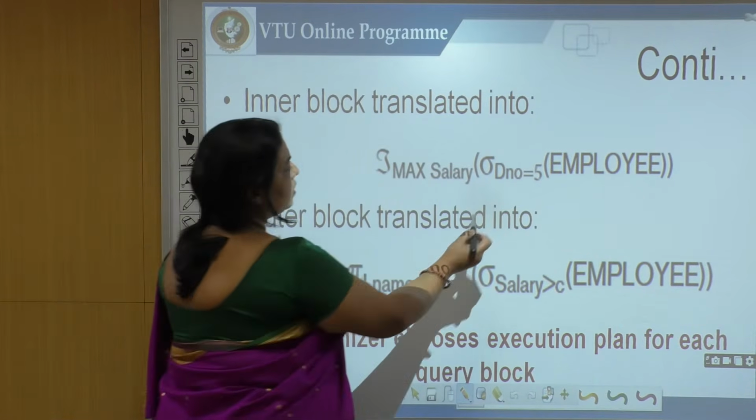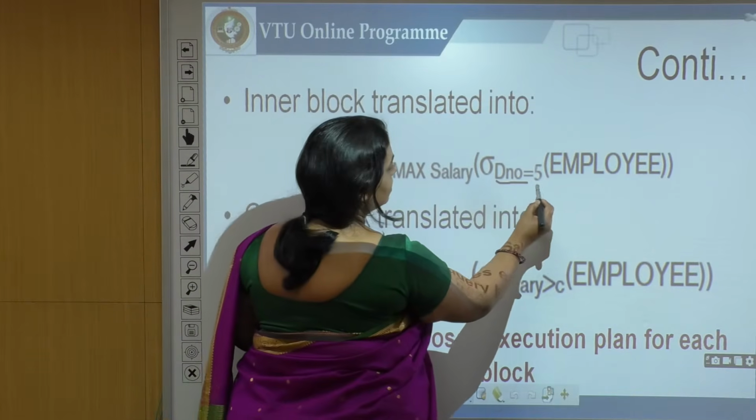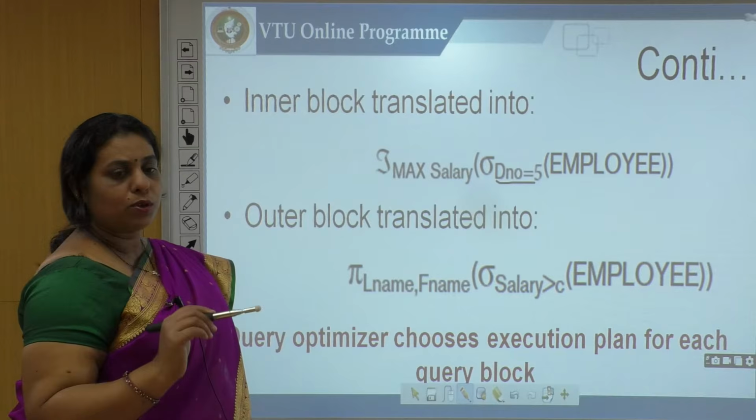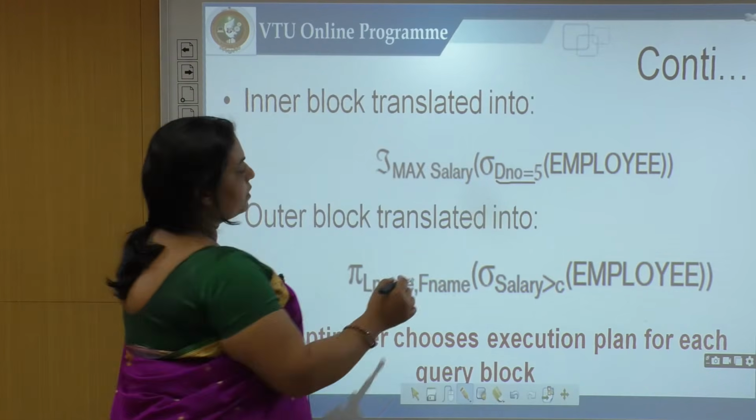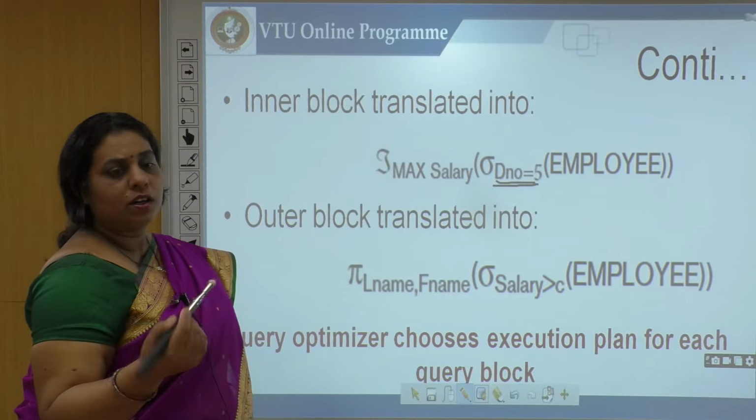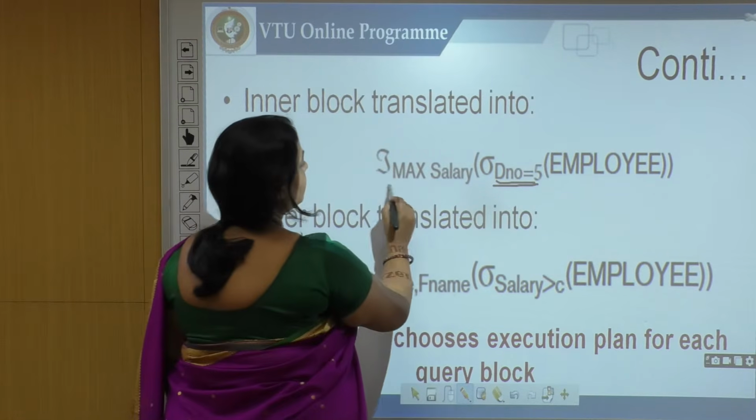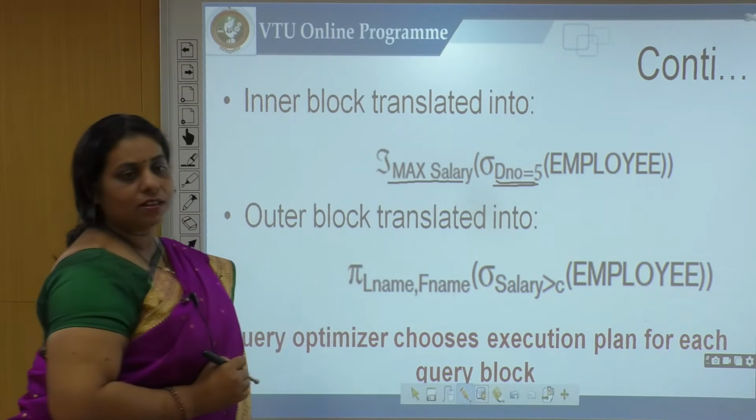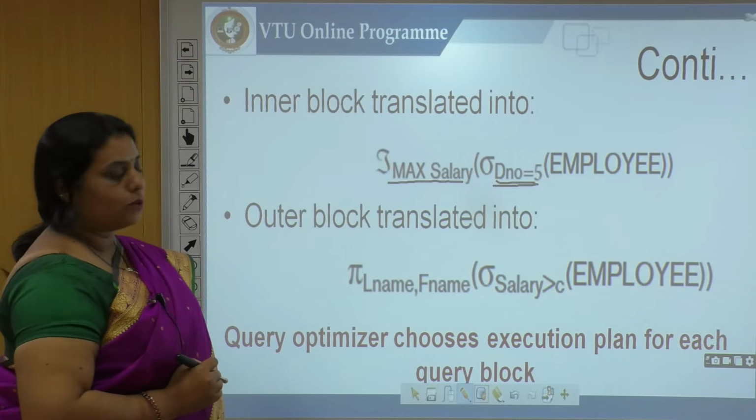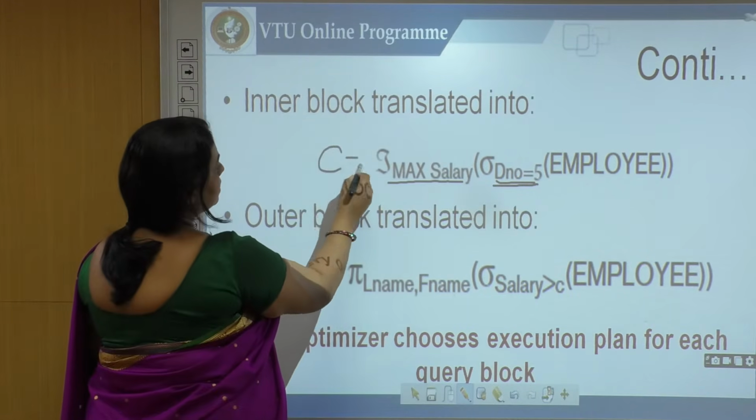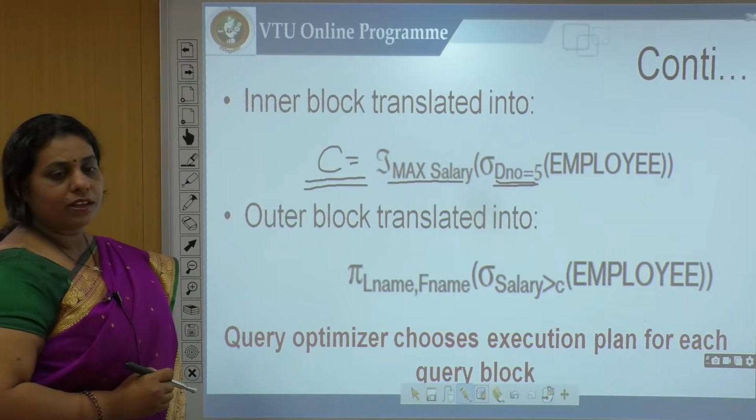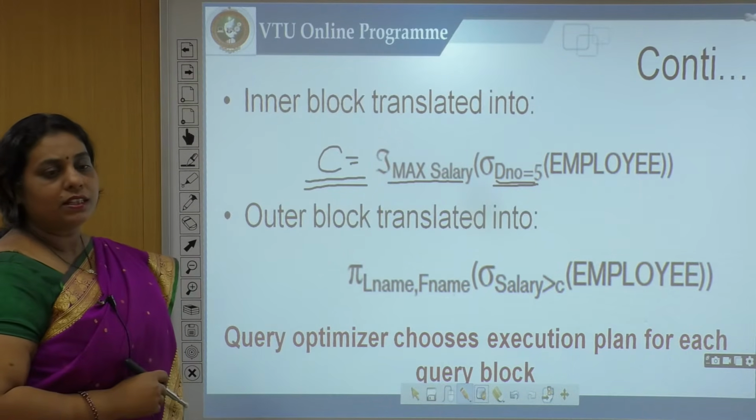So select whom? Not everybody. I wanted the employees from department number 5 only, right? But what do I want? Do I want their name? No, I want the max salary here, right? This is how it is written in relational algebra. Now this will be taken as C. Now C will be replaced where we are using the inner block.